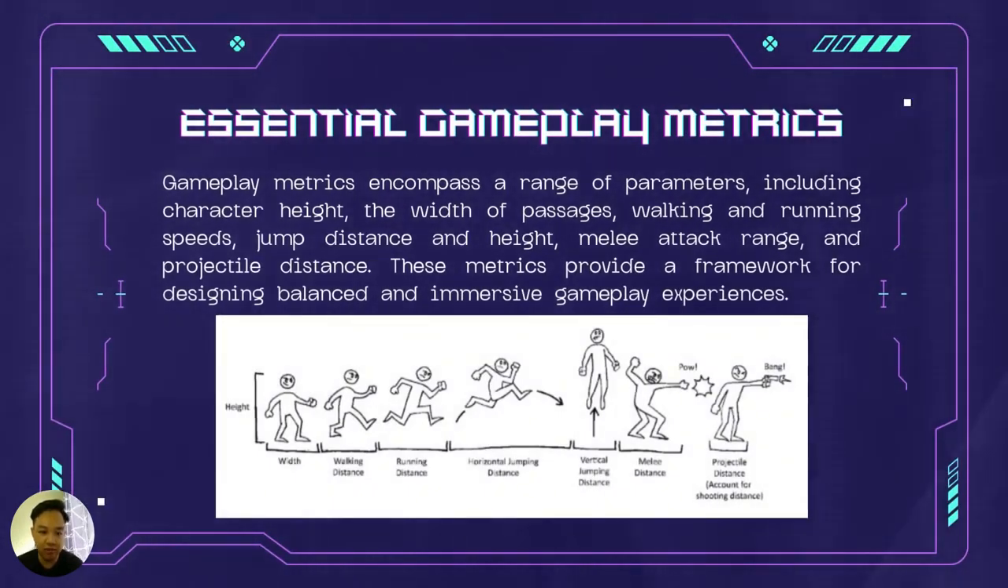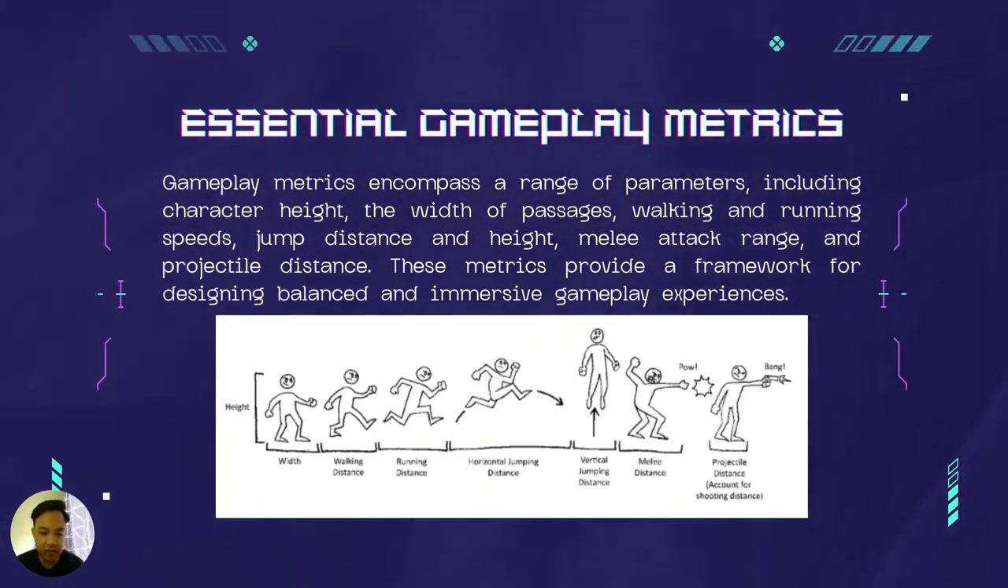So the essential gameplay metrics encompass a range of parameters including character height, the width of the passage, walking and running speeds, jump distance and height, melee attack range, and projectile distance. These metrics provide a framework for designing balanced and immersive gameplay experiences. And there are some images for the different gameplay metrics.